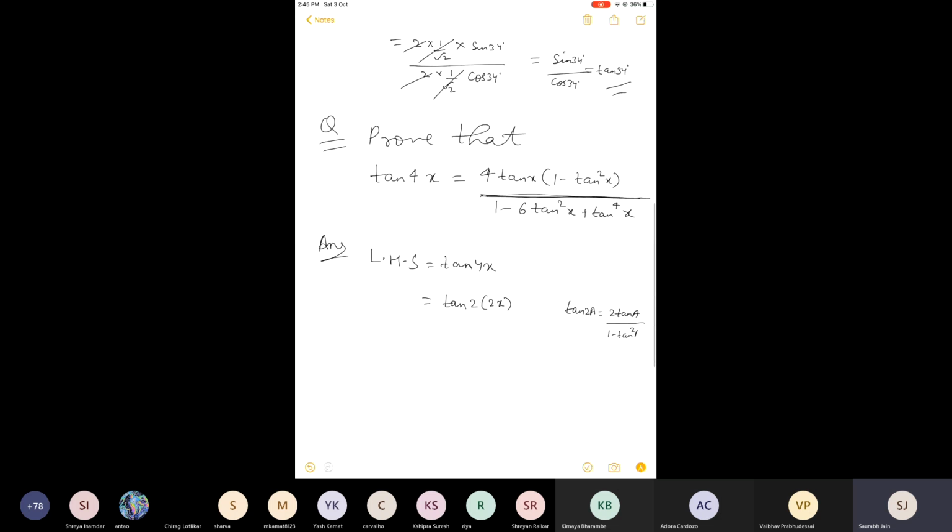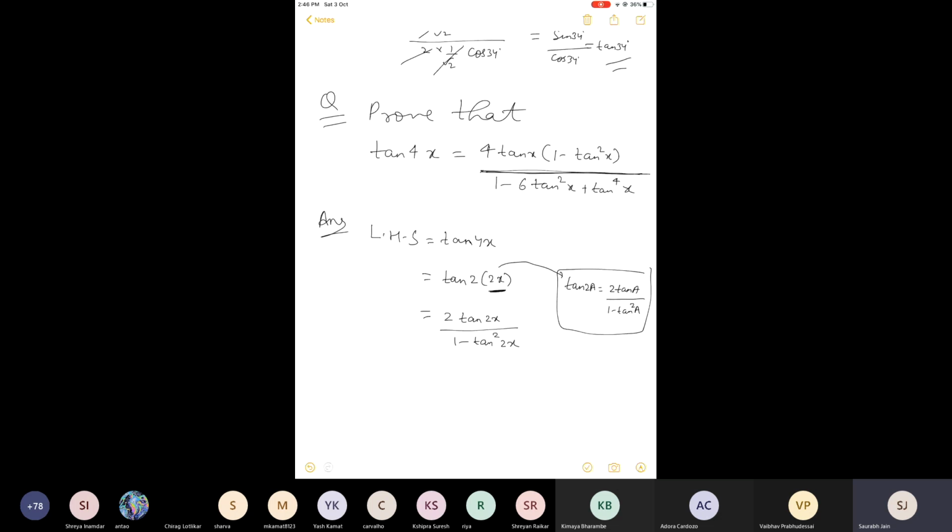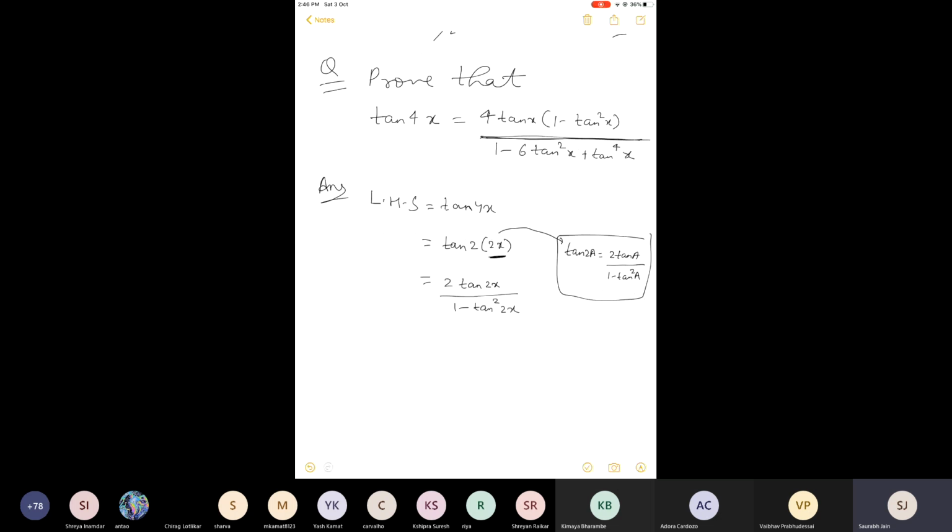So considering 4x as 2 into 2x, and now comparing this form with this formula, I will consider this as A, alright. So 2 tan 2x upon 1 minus tan square 2x. So we are at the middle of the answer because see, from 4x we have reached tan 2x, and now I am going to use this formula once again, and that will give me the answer. Why? Because from 4x to 2x and then from 2x to x, so once again use this same formula for tan 2x.